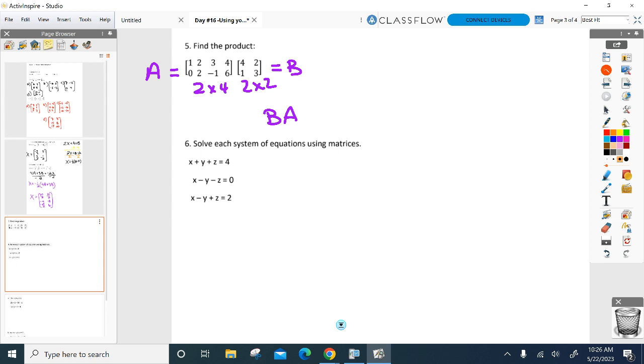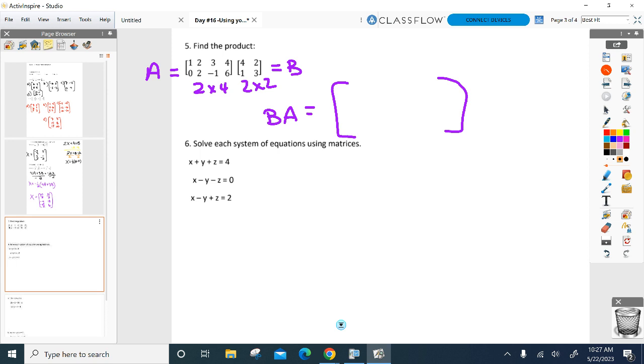And this is why your calculator's great. It can just do all that for you. It'll do row times column all for you. Just make sure you do B times A, because A times B, you're going to get an error. And make sure A is a 2x4 and B is a 2x2.